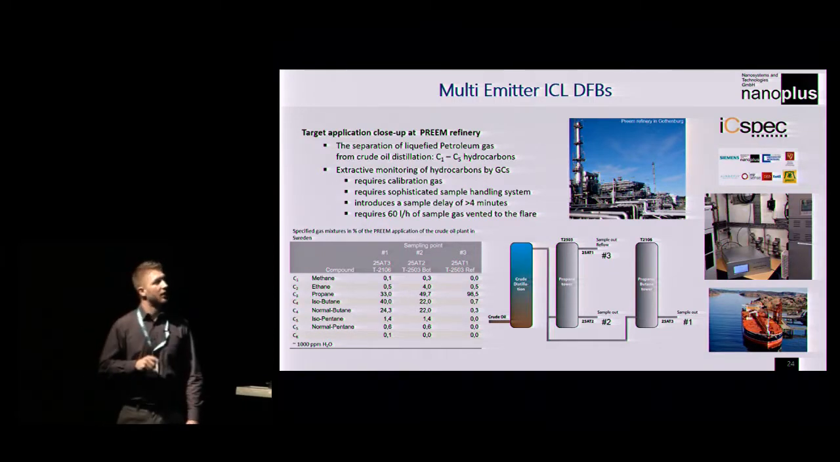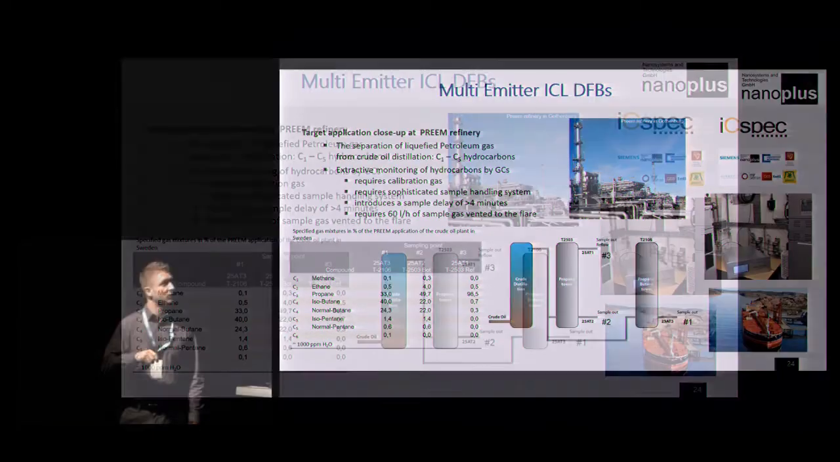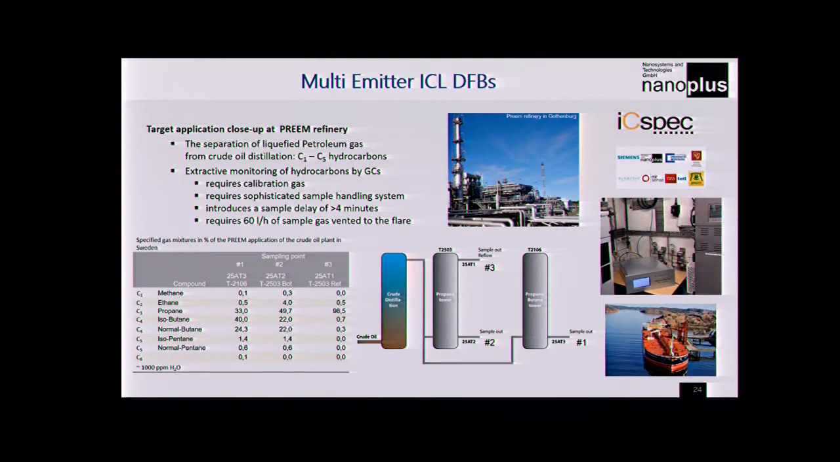And just to sum up, or just to show you what the application was, it was a target application at the Preem oil refinery. And the gases that had to be measured were methane, ethane, propane, butane, and pentane. Before this system was introduced, you had to extract the gases, which gives you 60 liters per hour of sample gas that has to be vented in order to do gas chromatography, which also took more time than a live measurement of all the 5 contents with one sensor.